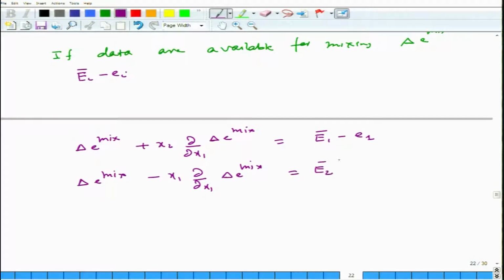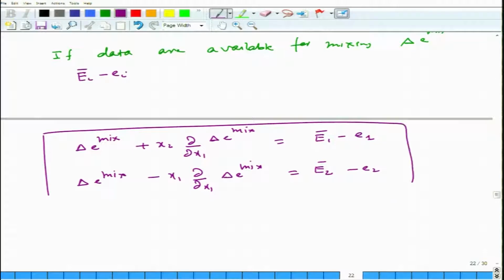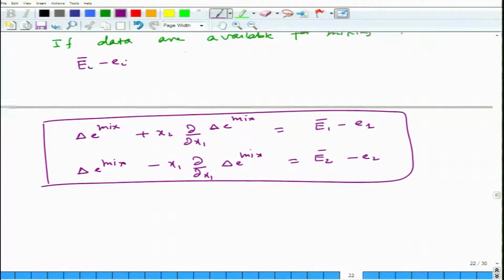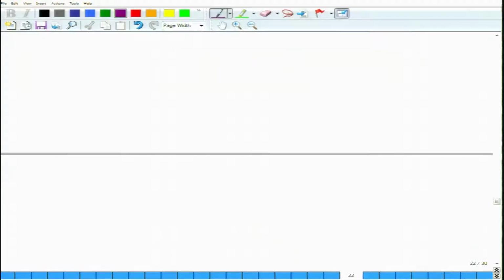Okay, so similarly here, that is what I said: when you have the data available for delta E mix, then you should be able to calculate the difference between the partial molar property and pure molar property for component i. So, these are the two relations we can get if the data is delta E mix.